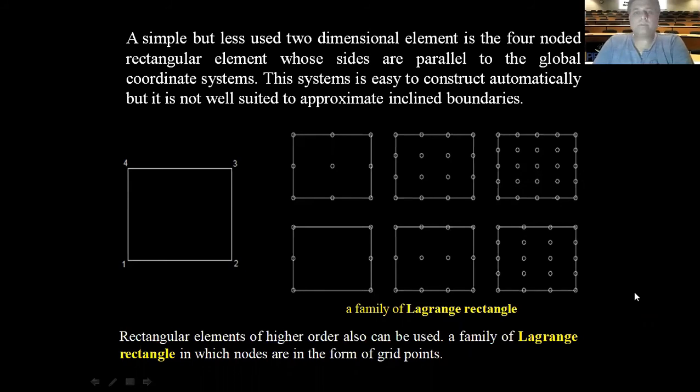You can see from this figure, this is a family of Lagrange rectangles, and in case of Lagrange rectangles, we can even use the higher order elements also. I mean, more number of nodes. So this is a family of Lagrange rectangles in which nodes are arranged in the form of grid points. So you can see the nodes are arranged in the form of grids in case of Lagrange rectangles.